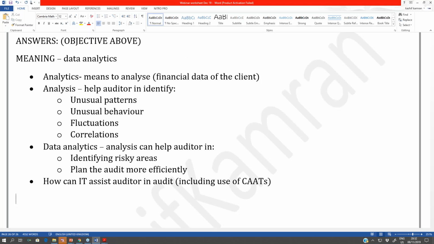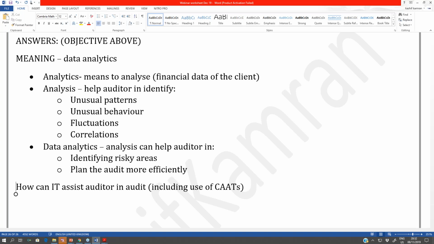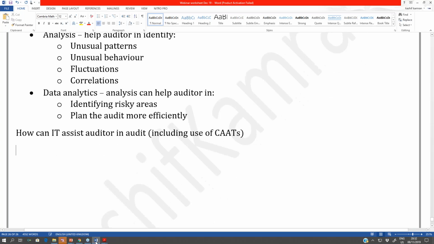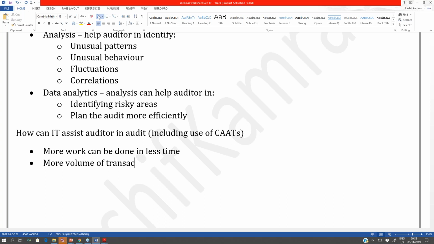Two, how can IT assist the auditor in audit? Number one, more work can be done in less time. More volume of transactions can be checked. The sample size can increase for the auditor. And more importantly, you can perform better substantive procedures.